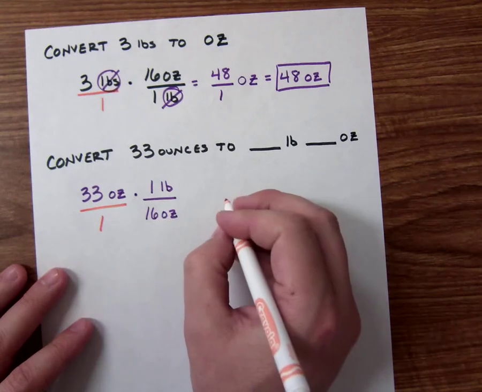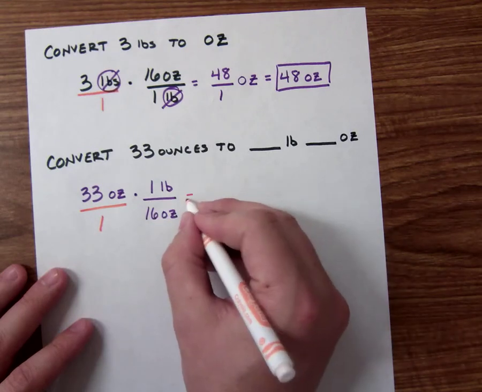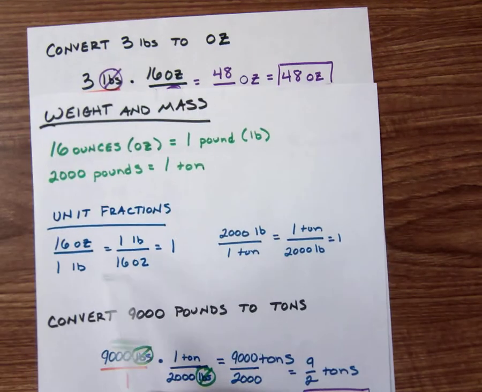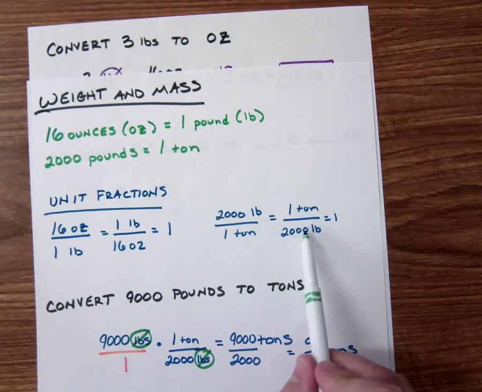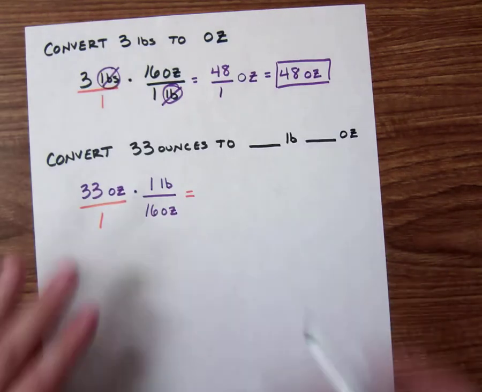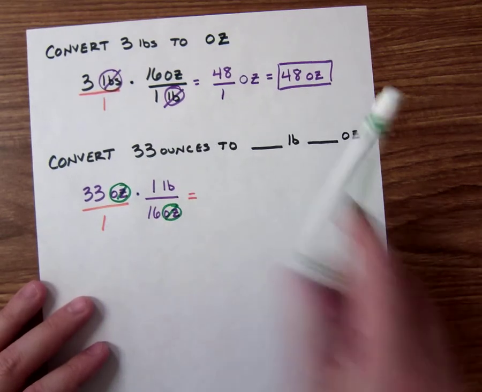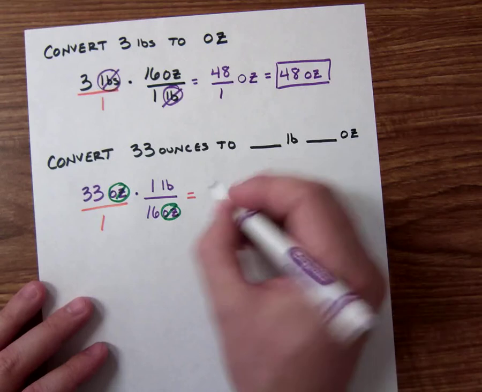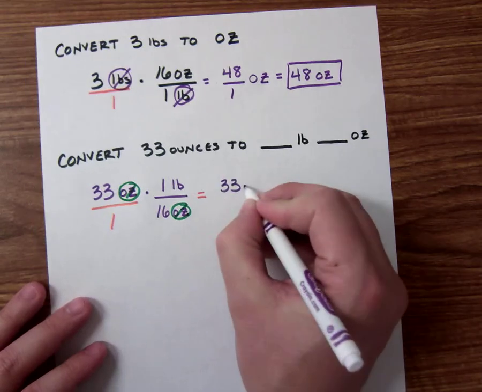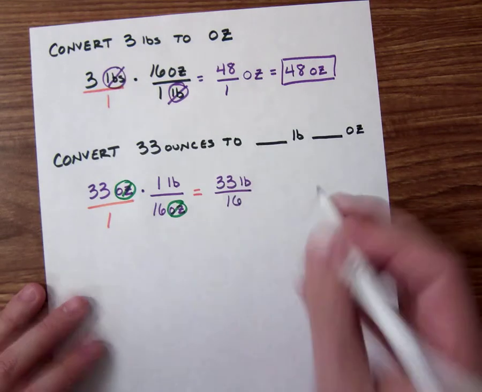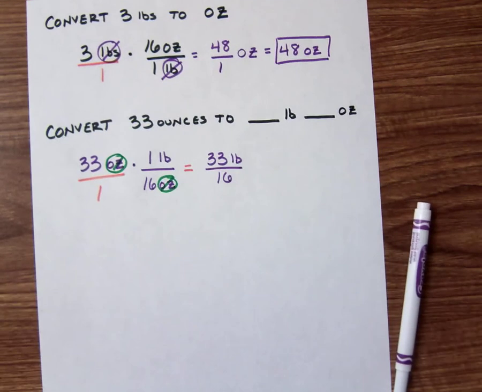So did you just flip those? Yes, I just flipped them. These unit fractions are exactly the same except flipped, and they're just flipped so that the one that I need can be on the bottom. So we end up with 33 times 1 pounds on the top and 1 times 16 on the bottom. No more ounces because the ounces canceled. So it's 33/16 pounds.